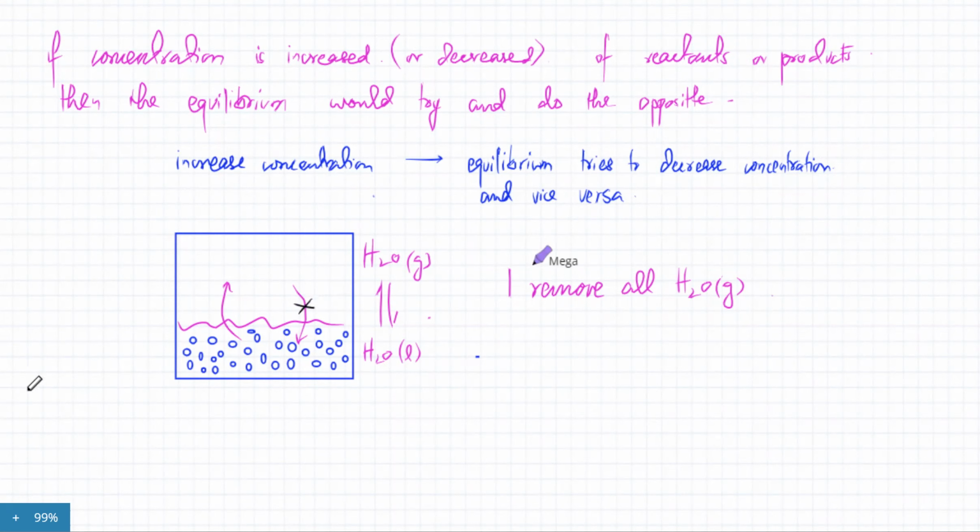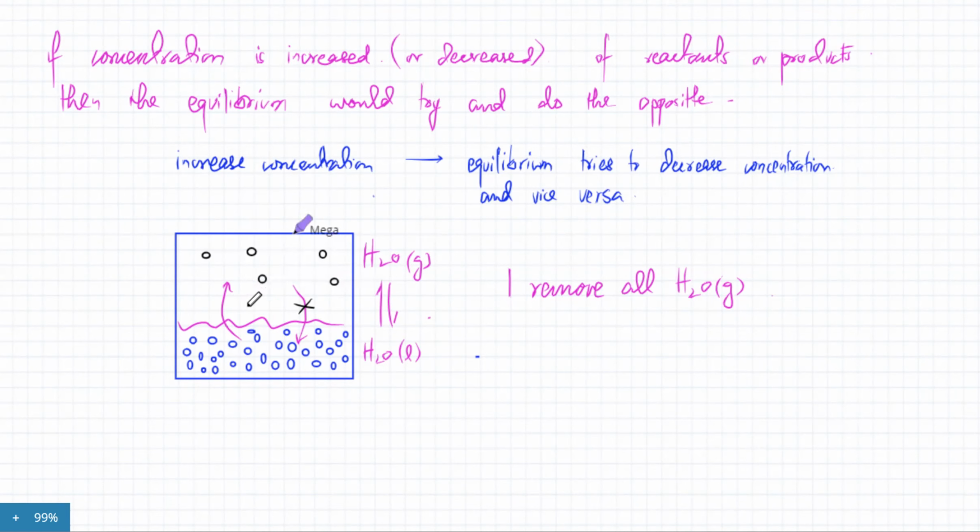Remember, I introduced this change into the system. It was fine. It was in equilibrium. I went in and removed all the water vapors. What would the equilibrium do? The equilibrium would immediately stop the backward reaction, because it can't happen at the moment since there are no water vapors. So condensation is out of the question. No condensation would happen, but evaporation would still go on. So what would happen now? More water vapors are going to be automatically formed because evaporation would still go on.